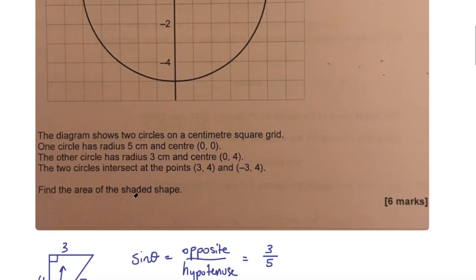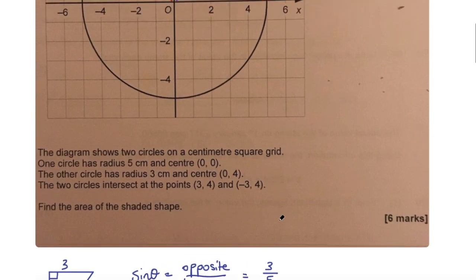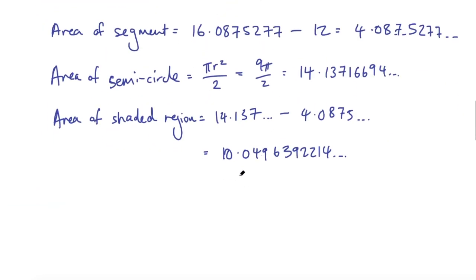And let's have a look at the question again. It says find the area of the shaded shape. There's no degree of accuracy. I think that's actually a mistake in the question. They should say round to 2 decimal places or round to 3 significant figures or something, just so you know what to round your answer off to.